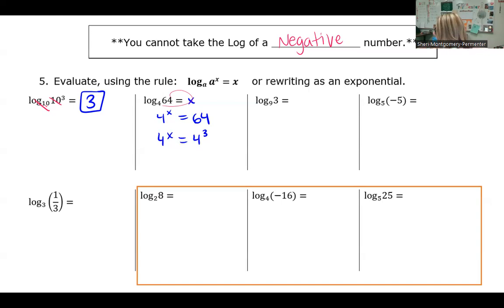Okay, so anytime that you have the bases equal to each other, so 4 to what power is the same thing as 4 to the third power? What does x have to be? 3. So if they're the same, they cancel out and you're left with just the exponents.